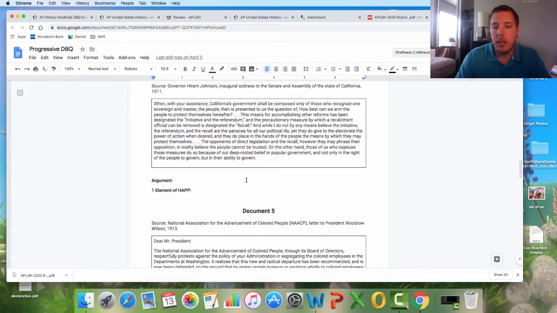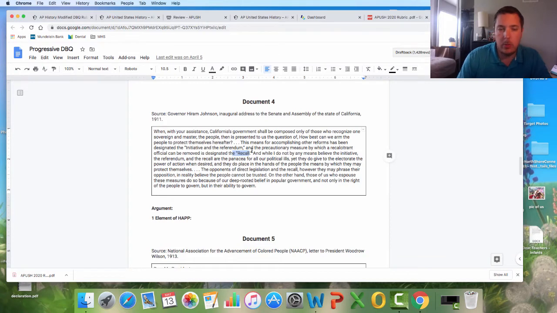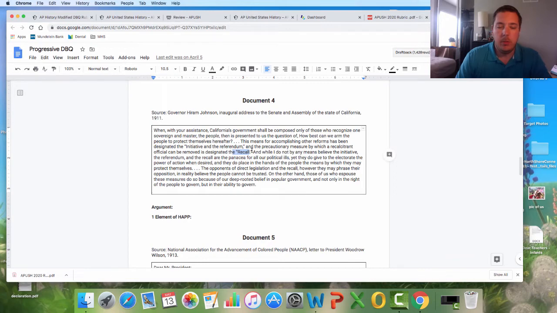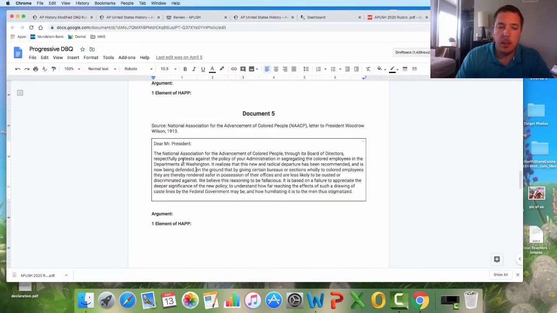Doc 4, now they're talking about recall, direct democracy given to the people. This was suggested by the populace but comes to fruition by the progressives. And here, this is the NAACP writing to Woodrow Wilson about segregating the federal government. So what outside pieces of evidence connect to this? Plessy versus Ferguson, separate but equal.